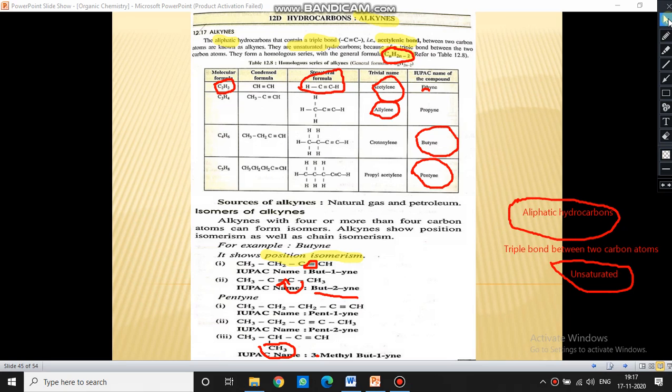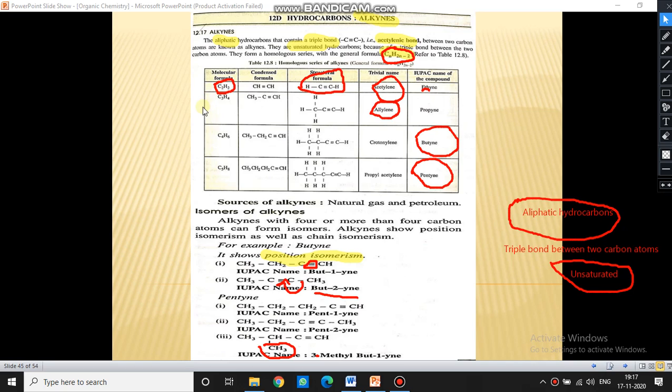So this is basically about the alkynes. Just a quick recap. Be careful about the definition: aliphatic hydrocarbon, triple bond between two carbon atoms. They are unsaturated, and this is the general formula. When I ask you who is the first member of the alkyne family, you don't have to tell me the alkyne with one carbon. The formula should be C2H2, because the alkyne with one carbon does not exist.